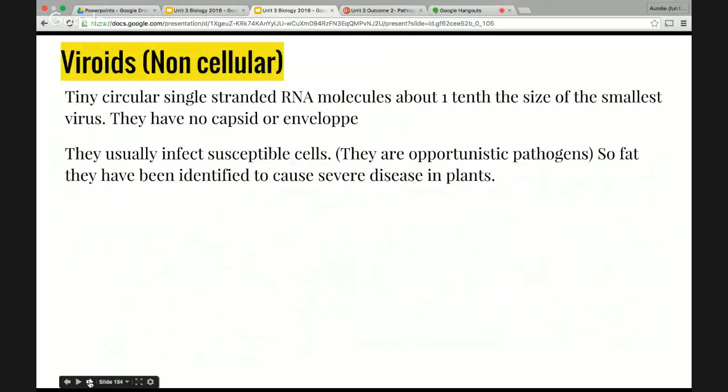Viroids. Viroids are non-cellular. They are tiny circular single-stranded RNA molecules, about 1/10 of the size of the smallest virus. They do not have any capsid or envelope. They're basically free floating RNA molecules. They usually infect susceptible cells. They are called opportunistic pathogens, which are basically pathogens that won't make you sick unless you're already susceptible. So far, they have only been identified to cause severe disease in plants.